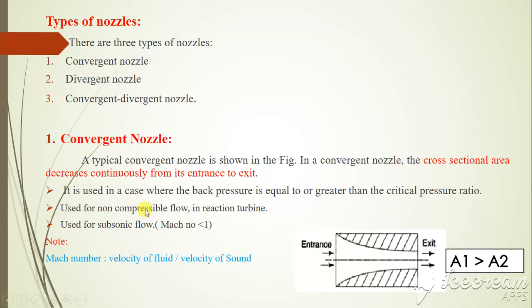It is used for the non-compressible flow in a reaction turbine, or second, it is used for the subsonic flow. Subsonic flow means your Mach number is less than 1. Now we have to understand what is the Mach number. Mach number is the ratio of the velocity of fluid to the velocity of sound. Here friends, you have to tell me in the comment box what is the velocity of sound, and let us start understanding the divergent nozzle.